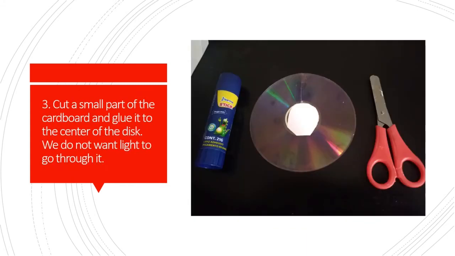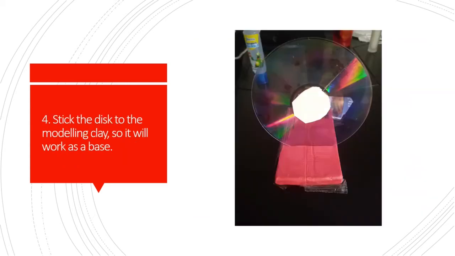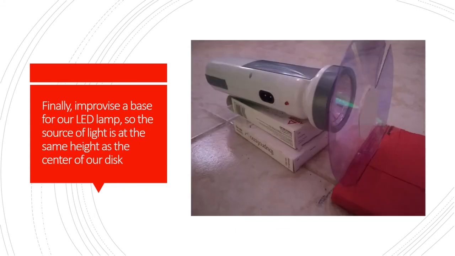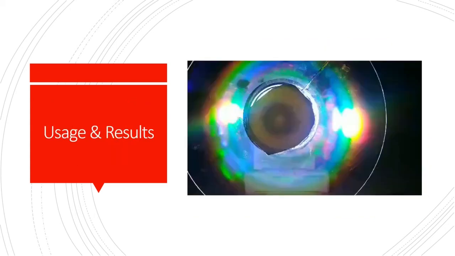The third step was that I cut a piece of cardboard and glued it to the center of the disc, because we do not want the light to go through this center. The fourth step was simply to stick the disc in the modeling clay so it works as a base. And finally, I improvised a base for the LED lamp so it can reach the center of the disc. We want the source of the light to be at the same height as the center of the disc. And now we can see the results in this video.